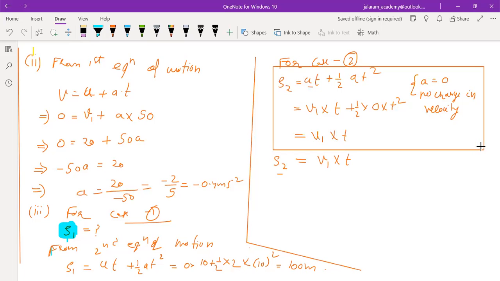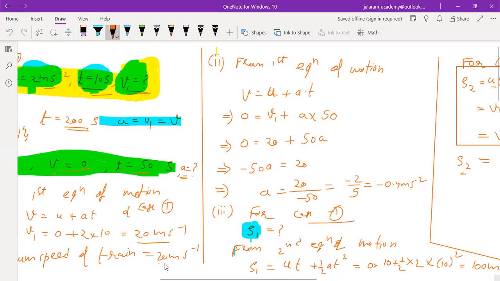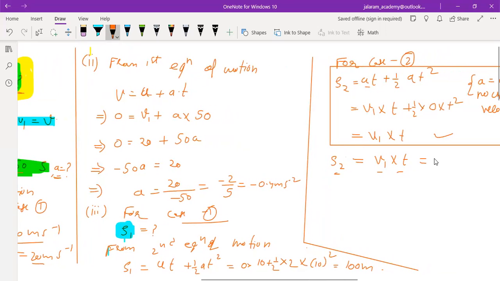Though you can do this also, but remember, for constant velocity, we take displacement equals velocity into time. Always there is no acceleration. And it can be derived from the second equation of motion also. Now we have calculated the value of v1 as 20 meter per second and time is 200. So it is 4,000 meter in all. So this is displacement in next 200 seconds in case 2.